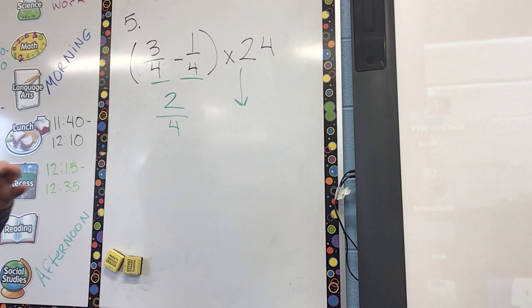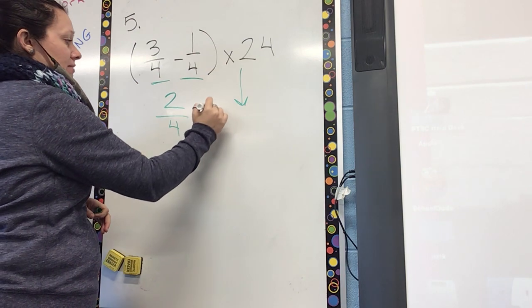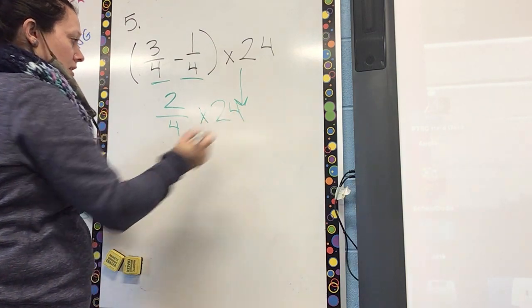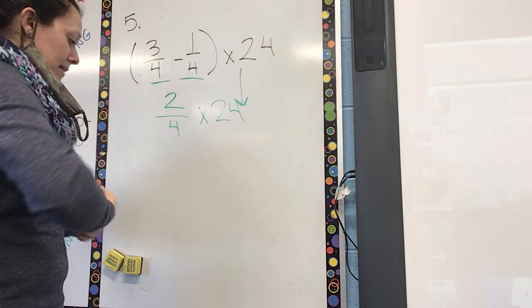I'm going to go ahead and leave it for now. I always like to do my simplifying at the very end. I usually never simplify in between the process. Okay? At the very end. So I bring down the rest of my problem here, which is multiplying by 24.